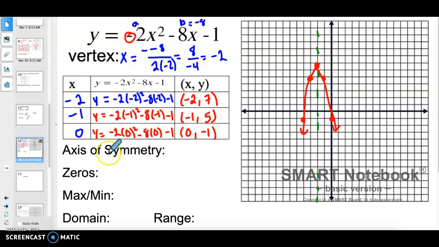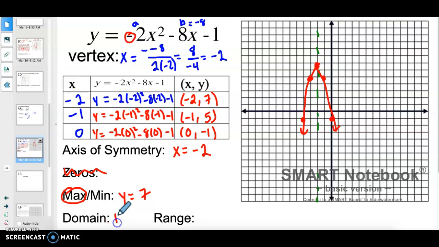Questions that it's going to ask: axis of symmetry, once again, that's the x value of the vertex, so it's going to be x equals -2. Your zeros are where it's crossing the x-axis, so I actually picked a bad example for this, so you cannot see the zeros. So we're going to ignore this, but it would be where it's crossing the x-axis; mine are just decimals. The maximum point is the highest point, so the highest point it's hitting is at y equals 7, so that's going to be the y value of the vertex.